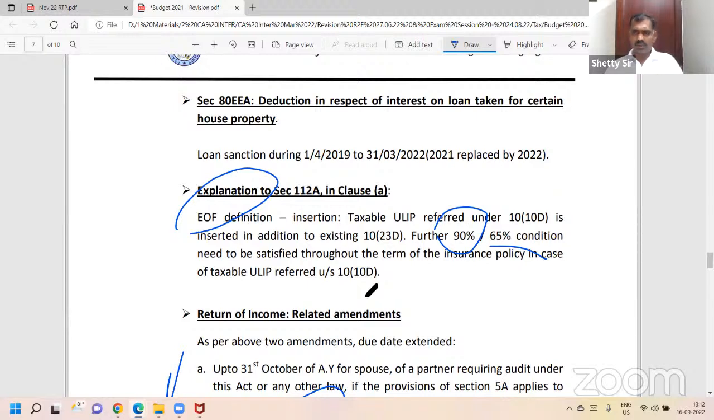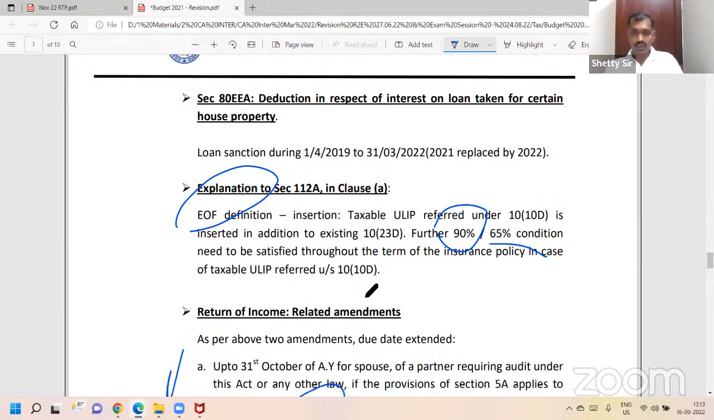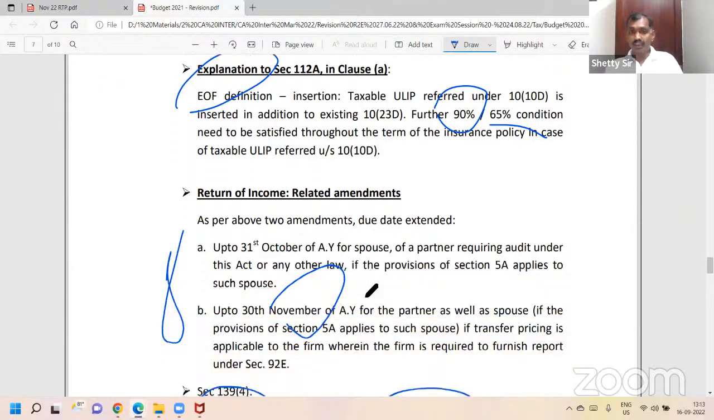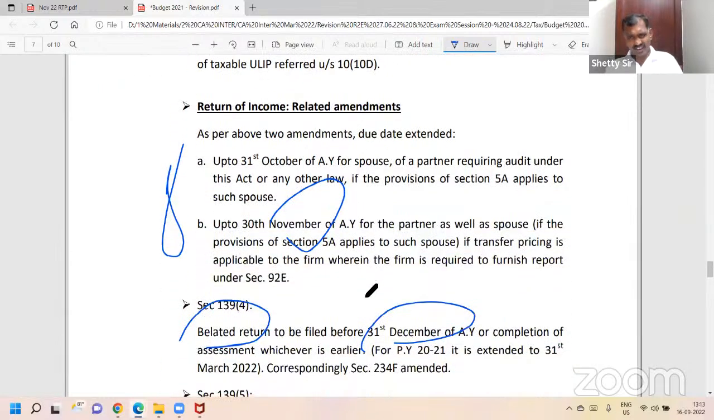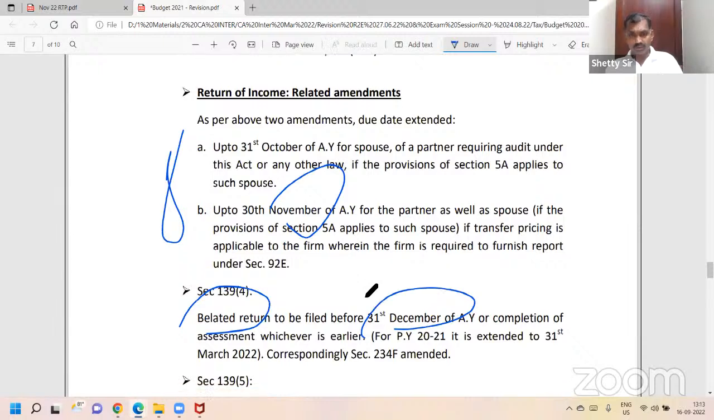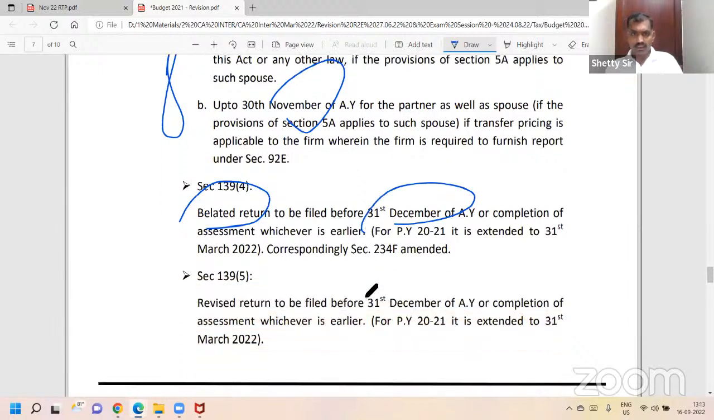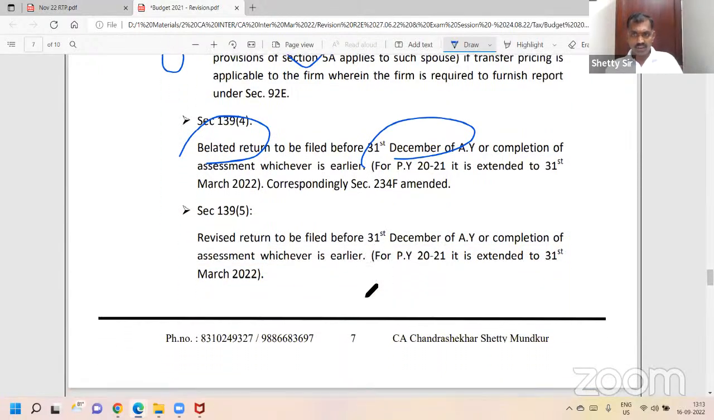Understood? We did this in class, didn't we? So 90% or more. If you invest directly in equity shares, 65% is enough. If you invest in a fund, you should invest 90% in that fund, and that fund should invest 90% or above in domestic company equity shares. Next, due date, I have told you, last class we did 5A. Next, one more point: for belated return and revised return, the last date is 31st December of the assessment year.